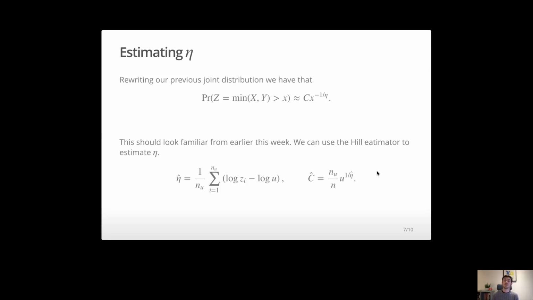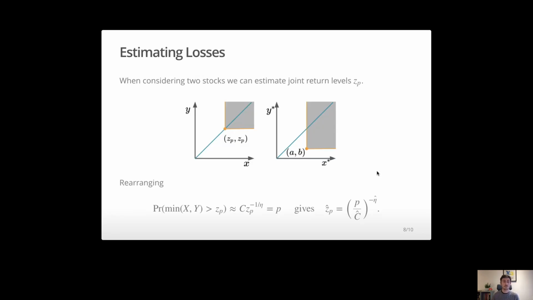Okay, so we already have a framework established to estimate both eta and c, and so we've got a way to describe our extremal dependence based on an observed set of pairs of x and y values. So how can we link this back to estimating the joint losses of two assets?